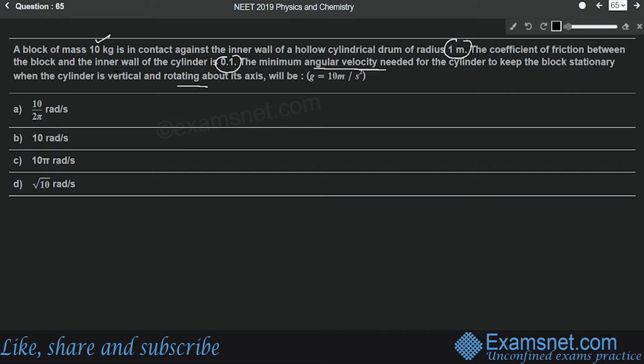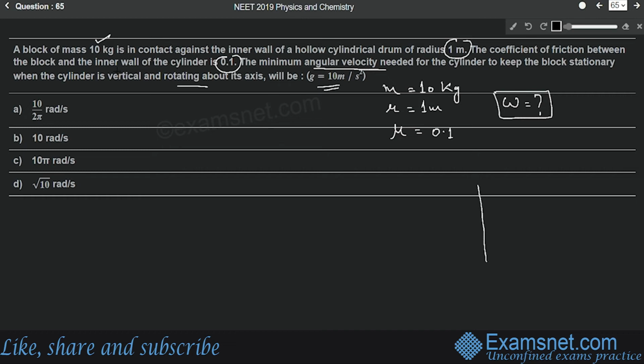So what is given here? Mass of the block is given as 10 kg. Then radius of the cylindrical drum is given as 1 meter. Coefficient of friction, that is mu, is given as 0.1, and we have to find out the value of angular velocity, that means omega. G is to be taken as 10 meter per second square.